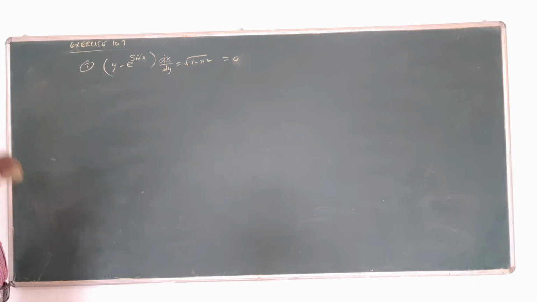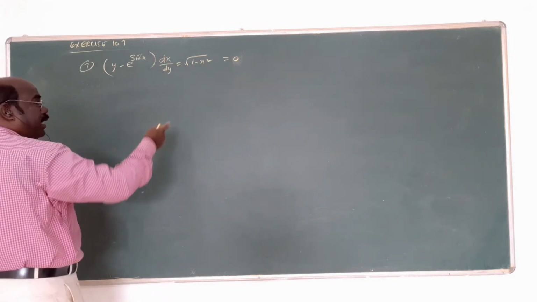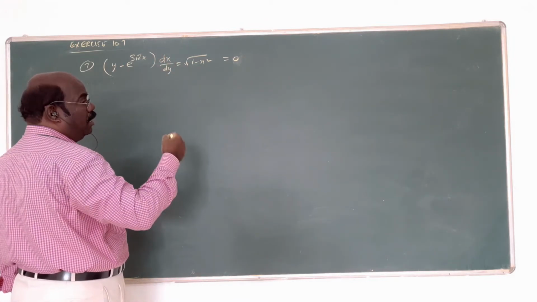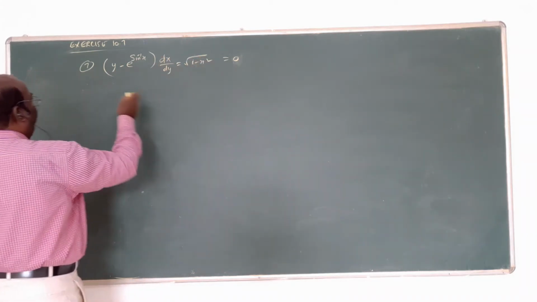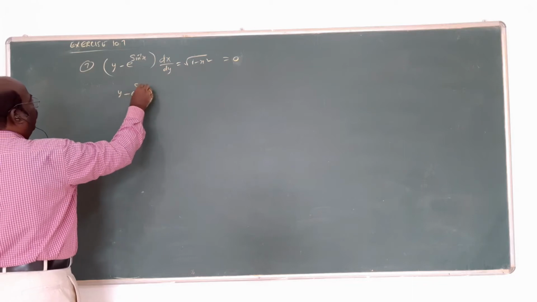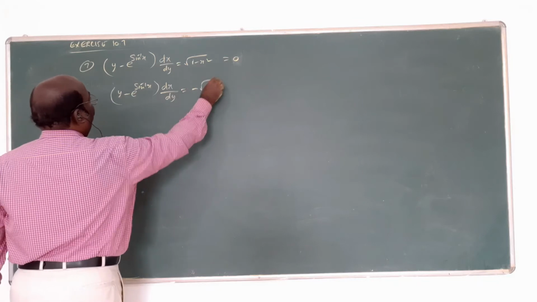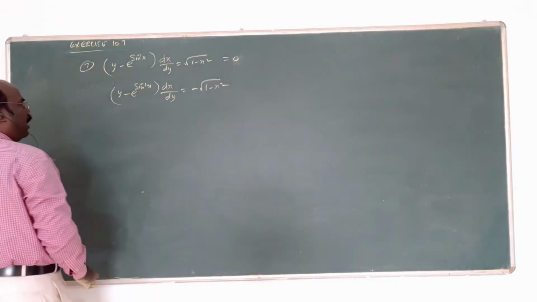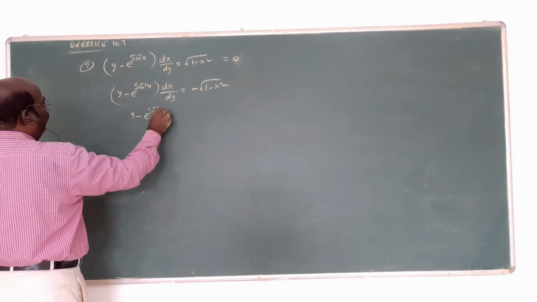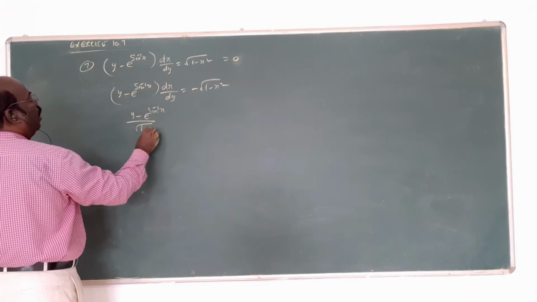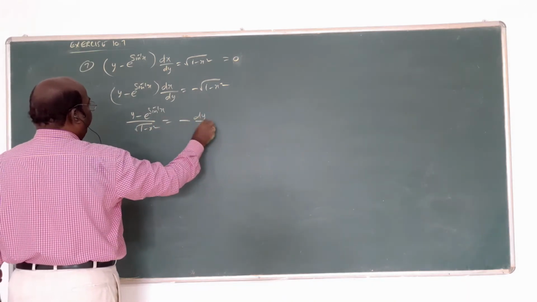Okay? What is the exercise involving? It is also dy by dy. Start with dy by dy, only y will come. There is no y, that's why e power something. Now plus y minus e power something, the whole divided by square root of 1 minus x square, equals minus dy by dx.